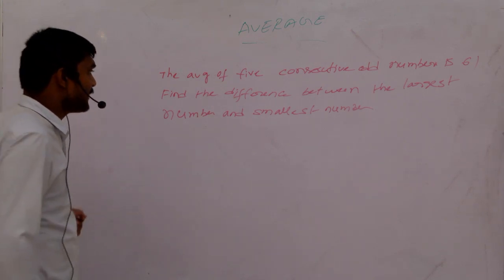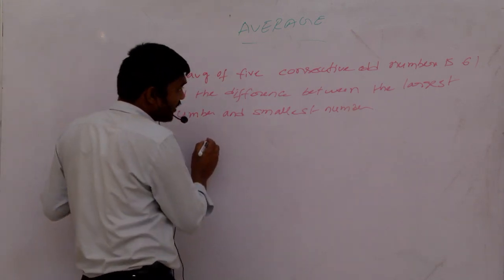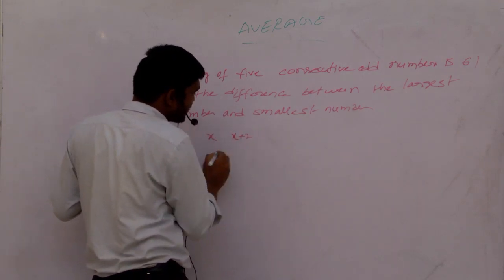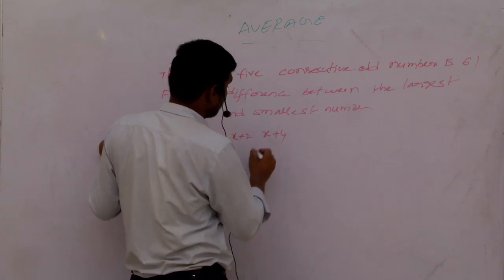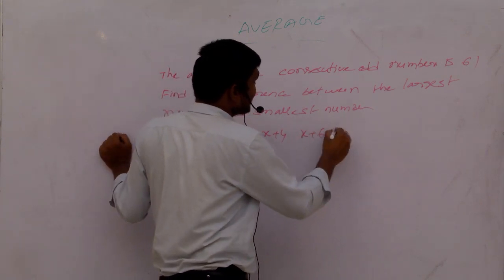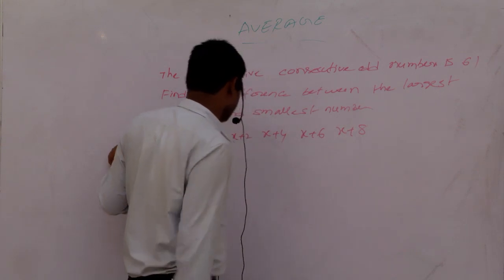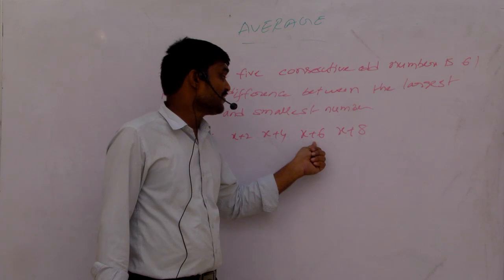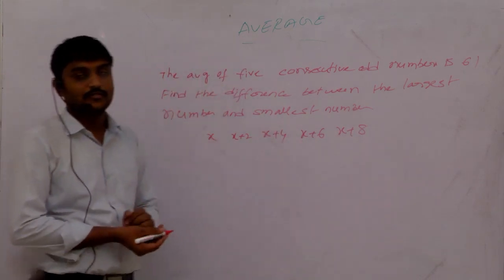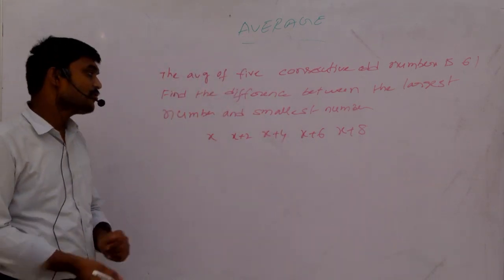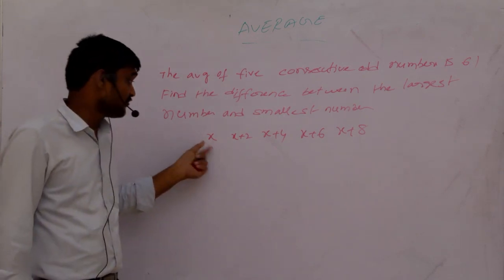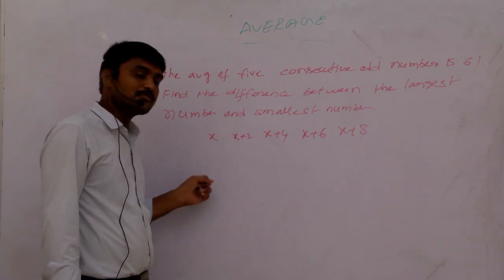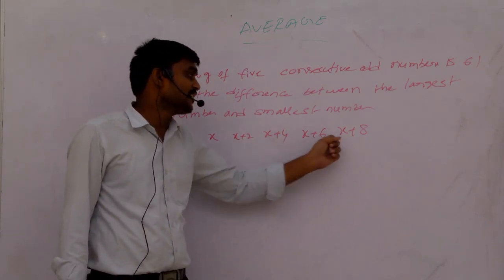So consecutive odd numbers, you can take x, x plus 2, x plus 4, x plus 6, x plus 8. So 1, 3, 5, 7, 9, those are consecutive odd numbers. Suppose consecutive even numbers are given, you can take this format only. Suppose the smallest even number is 2, then 2, 4, 6, 8, 10.